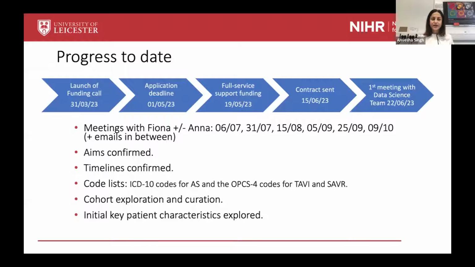And what we've done in this time is we've confirmed the aims of the study, we've confirmed the timelines that we want to look at, and a lot of time is focused on really defining the code lists. So specifically using ICD-10 codes for defining aortic stenosis and OPCS4 codes for both TAVI and SAVR. And of course, as you'll know, this is real world data, so the coding is never perfect. So we're trying to come up with the best way to capture what we want to capture. Since then, we've also done some initial cohort exploration and data curation, and initial key patient characteristics have been explored.